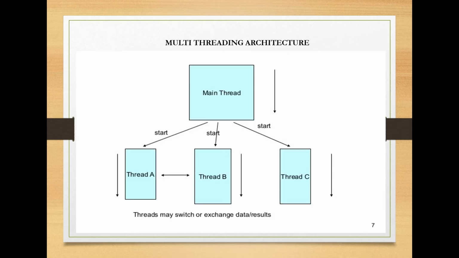Okay, so with the help of this example, we can understand the multi-threading architecture as the main thread, and inside it there are thread A, thread B, and thread C. All these threads can communicate with each other inside the one main thread. These are all lightweight in nature and can be easily communicated with.